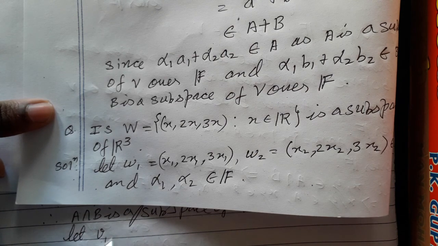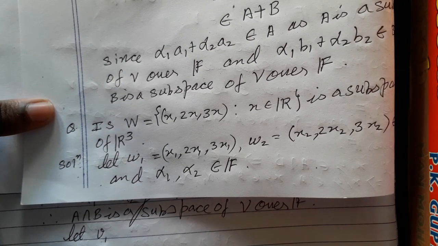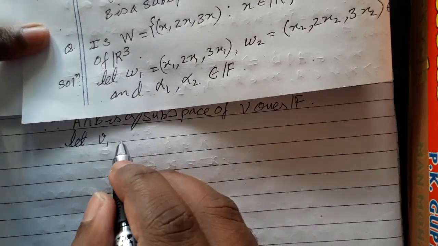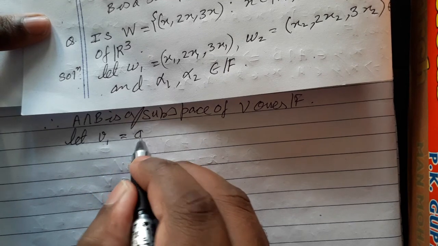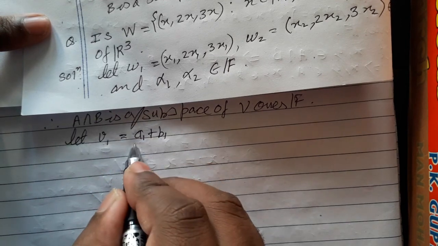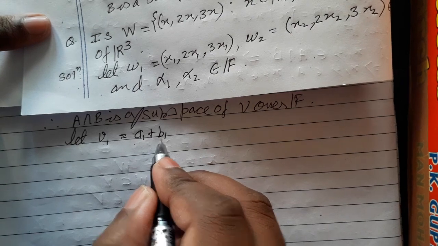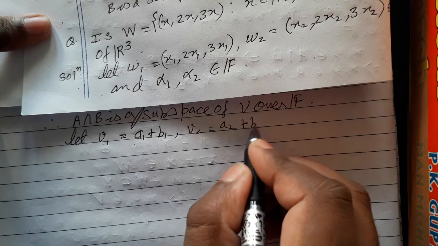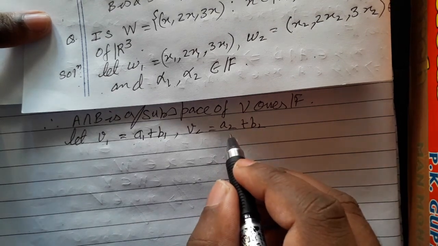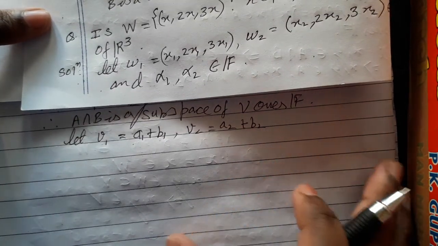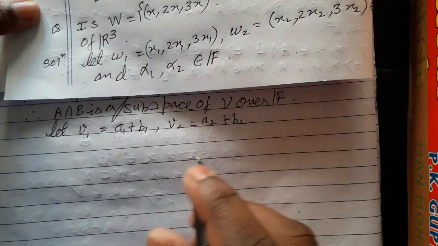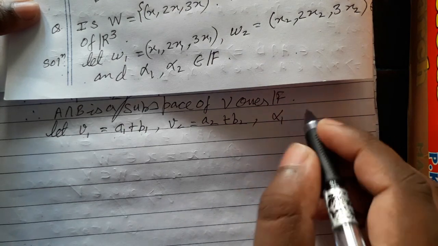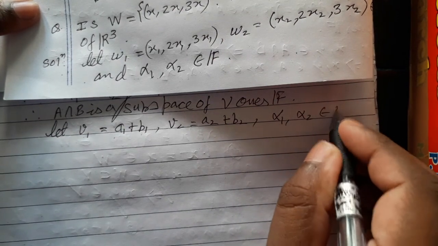I take V1. The elements of A plus B are of the form A1 plus B1, where A1 belongs to A and B1 belongs to B. And V2 I'm taking as A2 plus B2, where A2 belongs to A and B2 belongs to B. Now I'll take two scalars, alpha 1 and alpha 2, from the field.